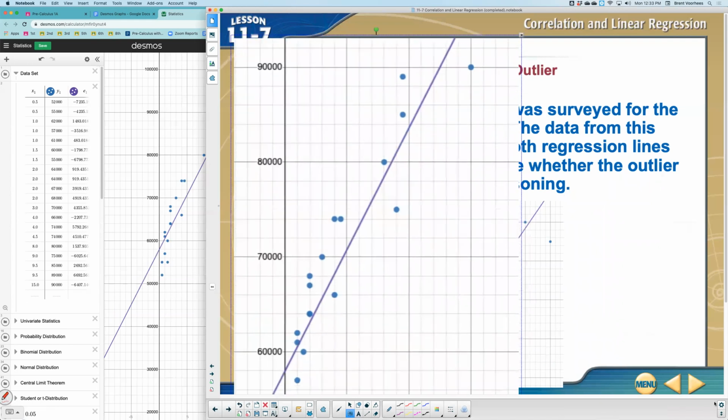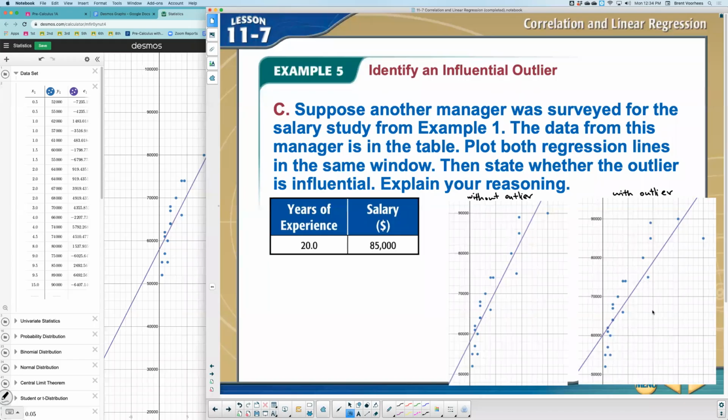Let me pause this to get everything lined up right. Okay, so here are the two pictures. If you want to determine whether or not this was influential, you could take a look and compare. This one has the outlier, this one does not. I would say it's very influential because as far as salary goes, it starts at 57,000 versus 60,000. And not just that, but the rate at which your salary increases as opposed to over here, I would say it's very significant.